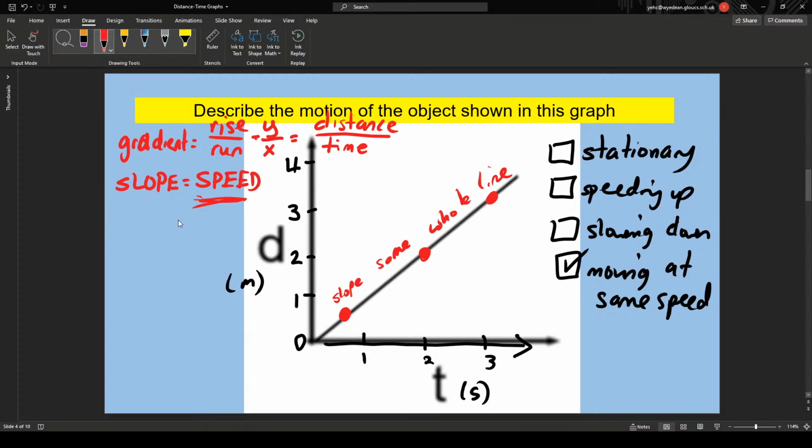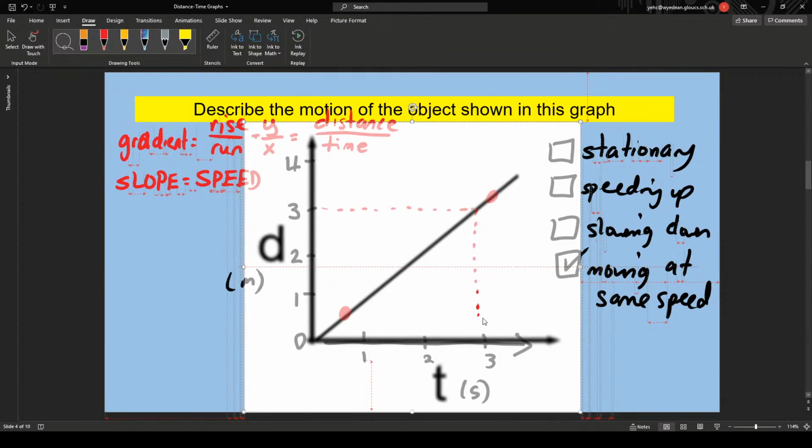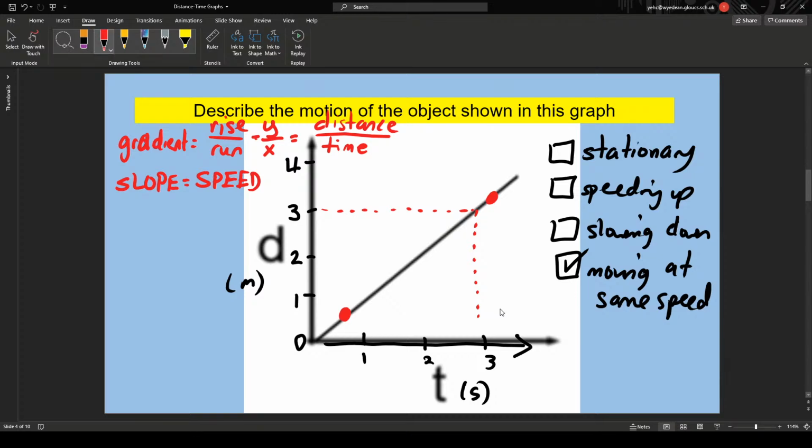So notice how we're linking what you have done in maths to a physics perspective. Let's use the numbers that I calculated here and actually calculate what the speed is. Say it went up 3 in about 3 seconds. So the change in y, it went up 3 in 3 seconds. So 3 divided by 3 is 1. So the speed in this case is 1 meter per second. So you can find the speed using a distance time graph.